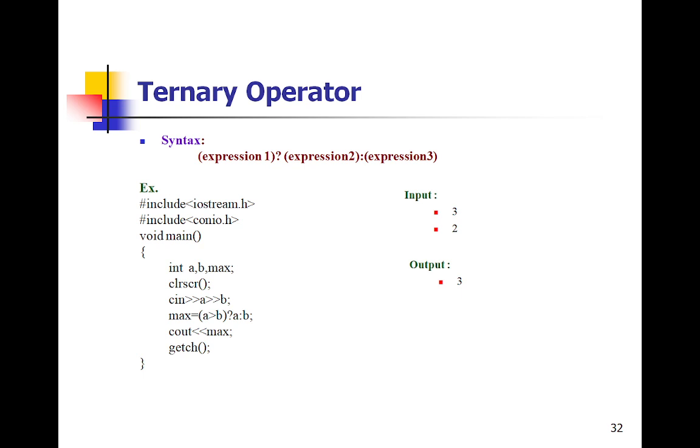Okay, so the maximum value we are going to display, for 3 and 2. Whether the condition is satisfied or not? Yes, satisfied. 3 is greater than 2, so the output value will be displayed as 3. Here the actual resultant value is maintained in a separate variable max, and then the max value is displayed. So the 3 is displayed in your output.